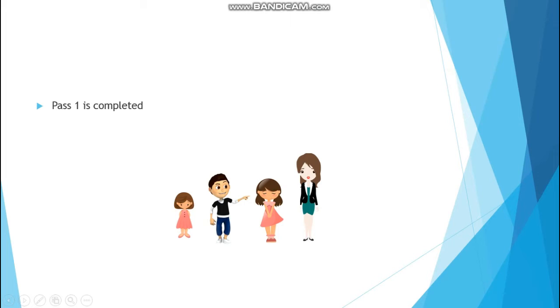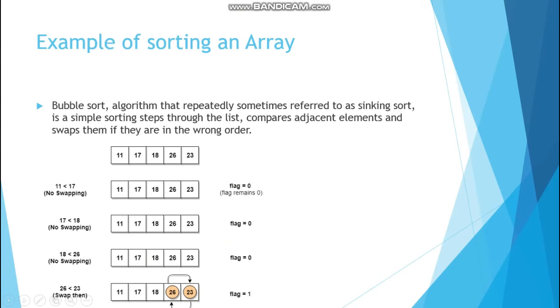Let's take an example considering an array to get a clearer understanding of the concept. So, an example of sorting an array: the bubble sort algorithm, sometimes referred to as a sinking sort, is a simple sorting algorithm that repeatedly steps through the list and compares adjacent elements. Just as in the last case we compared adjacent students, it swaps them if they are in the wrong order. So here we can see an array having elements 11, 17, 18, 26 and 23.